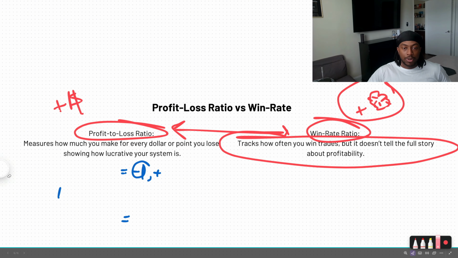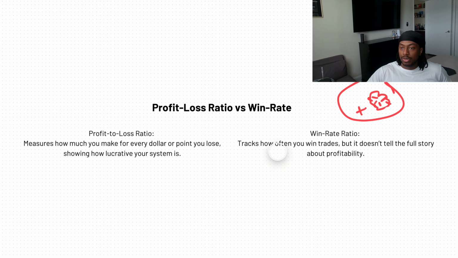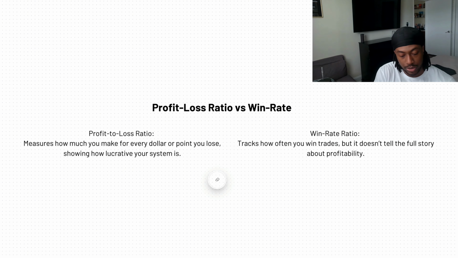Me personally, whenever I back test, I always do profit to loss ratios, and I'll show you guys right here. Right now I'm doing a challenge where I'm trying to back test at least 1,000 times minimum. It's a lot. So right now I am at 369, so I got about 631 to go.